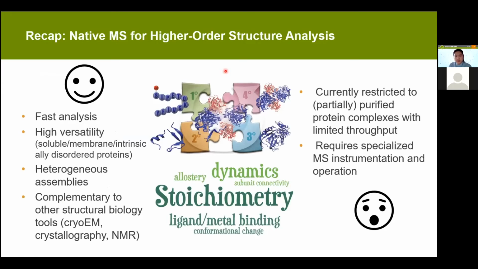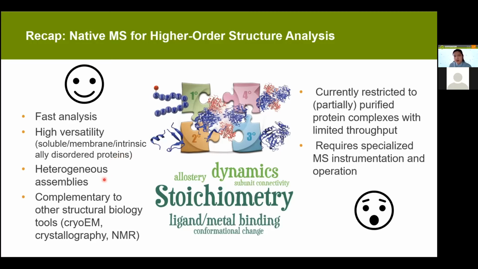So the recap for this part of the talk. I hope I've shown that native mass spectrometry can be very useful for higher-order structure analysis. The analysis is usually pretty fast. It takes probably only minutes for most routine samples. For some more challenging samples, it will take longer. And the nice thing about mass spectrometry analysis is its high versatility, because we can analyze soluble or membrane protein complexes or even intrinsically disordered proteins. There are some very nice publications on that too, which I don't have time to cover.